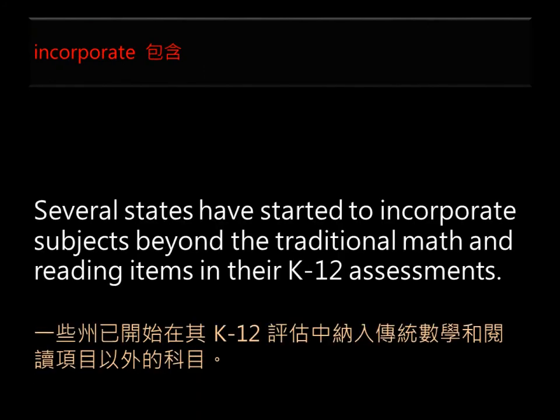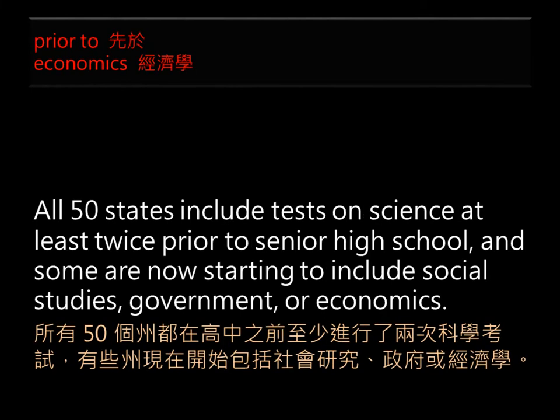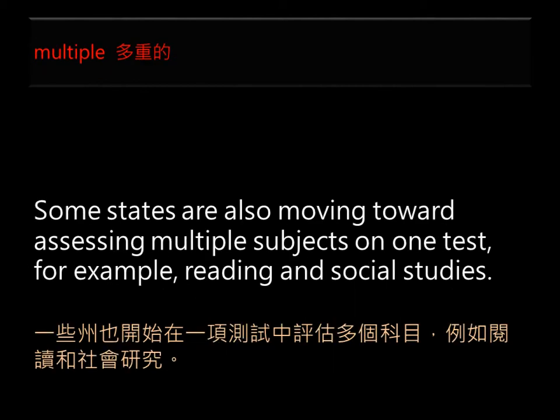Another idea is multi-subject testing. Several states have started to incorporate subjects beyond the traditional math and reading items in their K-12 assessments. All 50 states include tests on science at least twice prior to senior high school, and some are now starting to include social studies, government, or economics. Some states are also moving toward assessing multiple subjects on one test, for example, reading and social studies.